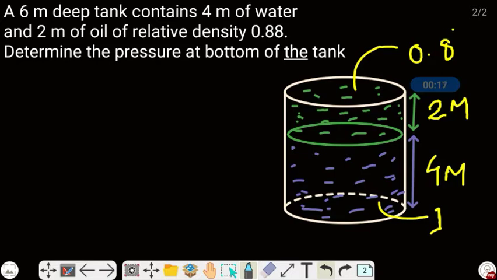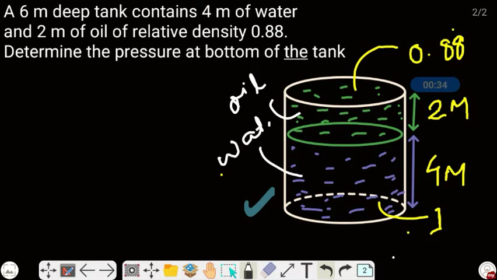So guys, this is the tank. In the tank the above layer is oil and the below layer is water. So this is oil, and this is water. The questioner asked for the pressure at the bottom of the tank, pressure at this layer.